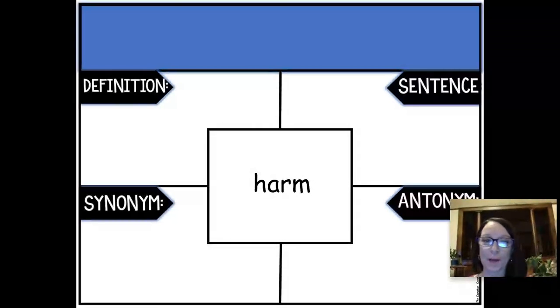Our next word is harm. The definition of harm is to hurt.